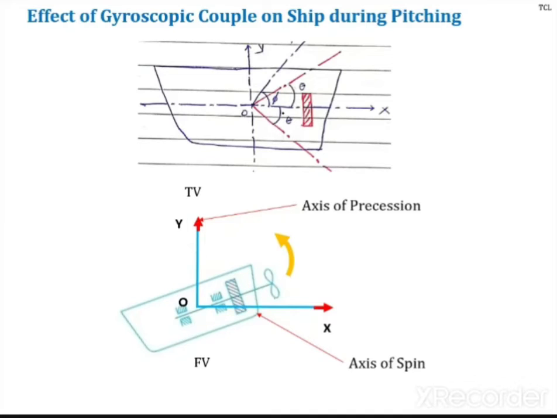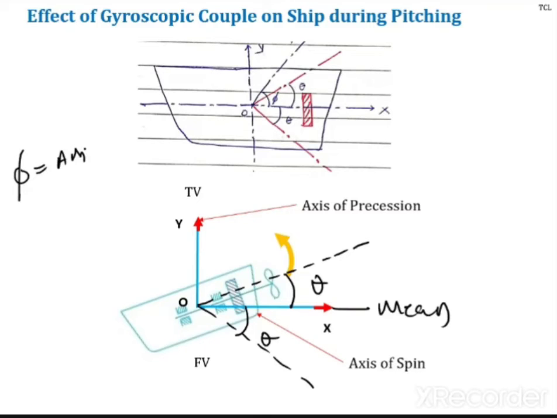Theta is nothing but the angular displacement of the axis of spin. The axis of spin OX is moving to its new position here, so let us say theta. Similarly, when it is pitching downward, it is theta, and let us say this is the mean position. Is it clear? And phi is called the amplitude of swing. Phi is nothing but the amplitude of swing.